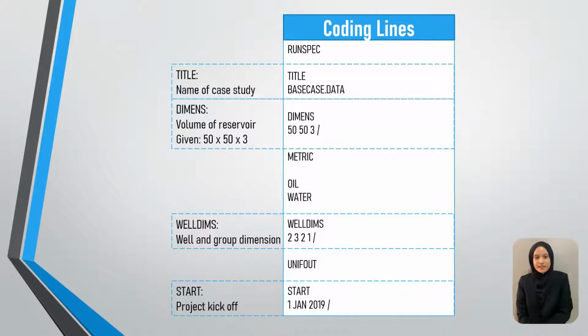From the coding, the title means the name of the case study, while the dimension is the volume of the reservoir in the form of cells, which is given in this case study as 50 times 15 times 3. The well dimension consists of the well and group dimensions, and the start in the coding means the project kick-off, which is given in this case study as 1 January 2019.